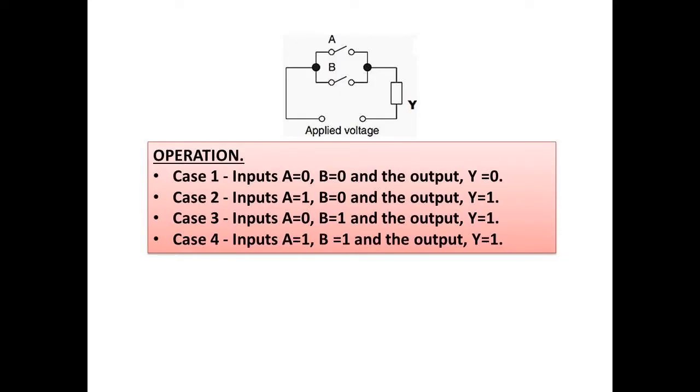Operation. Case 1. Inputs A equal to 0, B equal to 0 and the output Y equal to 0. Case 2. Inputs A equal to 1, B equal to 0 and the output Y equal to 1. Case 3. Inputs A equal to 0, B equal to 1 and the output Y equal to 1. Case 4. Inputs A equal to 1, B equal to 1 and the output Y equal to 1.